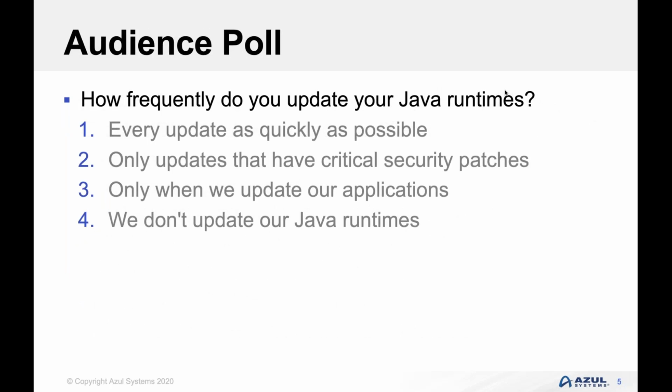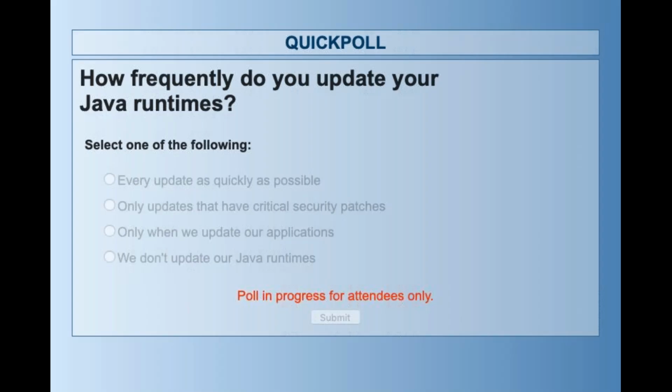So what I'd like to do now is I'd like to ask you, the audience, a question. And if we can bring up the poll, which we do here, my question is, how frequently do you update your Java runtimes? And I've given you 4 possible answers here. The first is that you update every time there is an update and you do it as quickly as possible. So you are the best possible person in terms of making sure your Java runtimes are as updated as possible.